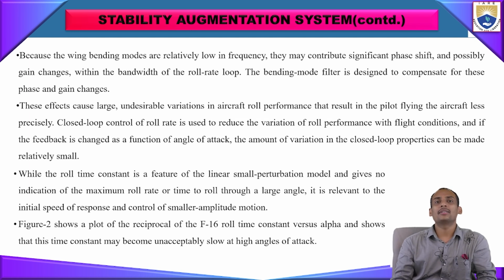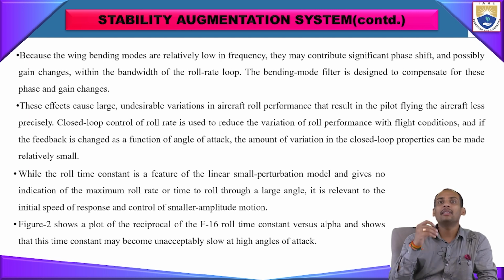The effect of this causes undesirable variations in aircraft roll performance that result in the pilot flying the aircraft less precisely. So the closed loop control of the roll rate is used to reduce the variation of roll performance with the flight condition. And if the feedback is changed as a function of angle of attack, the amount of variation in closed loop properties can be made relatively small.